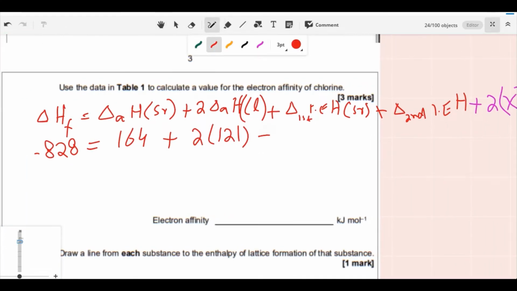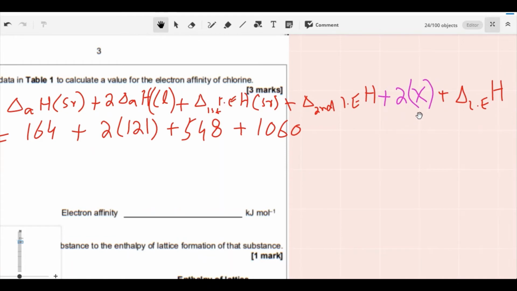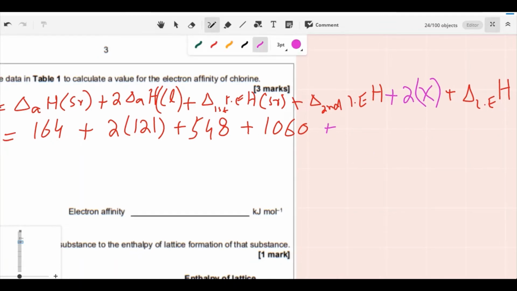And then the next one, first ionization energy, that will equal 548. The second ionization energy will be approximately its double, because that is higher, so here is 1060, that is already given in the table. And now the electron affinity enthalpy is unknown. I am going to write plus 2x because we have to find it.